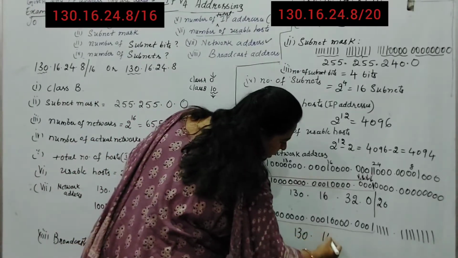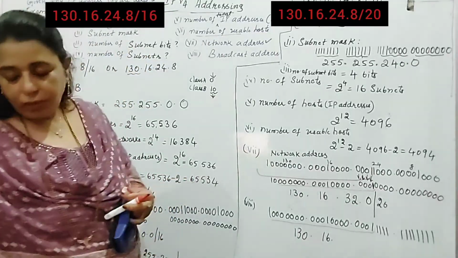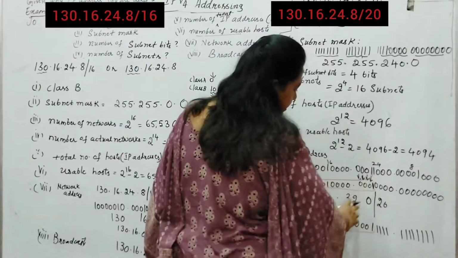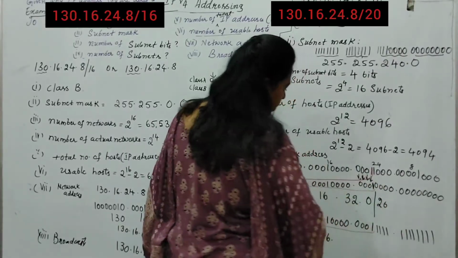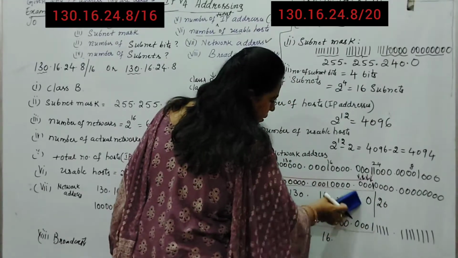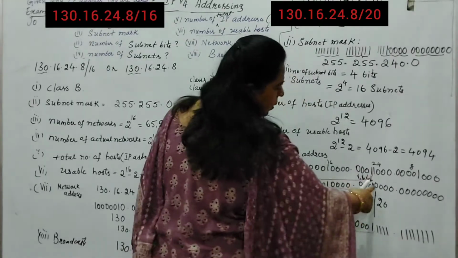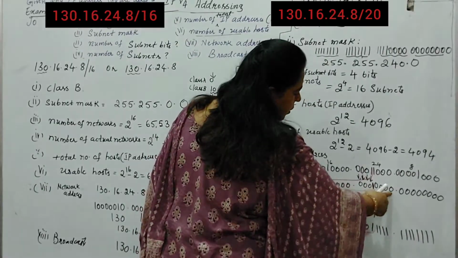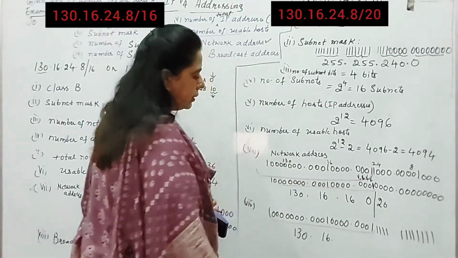130 dot 16 dot, and what is this number? 0001 1111. So here let me check first. This is 16, but this is also 16, no? Yes, sorry, here there is some correction. Look here, the third byte is 16 only. 2 to the power of 0, 1, 2, 3, 4. 2 to the power of 4, 16. So here you will get 16.